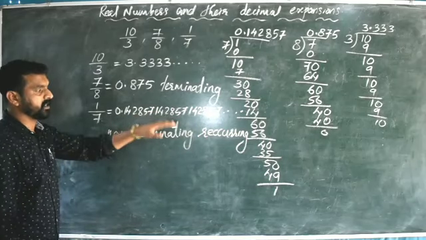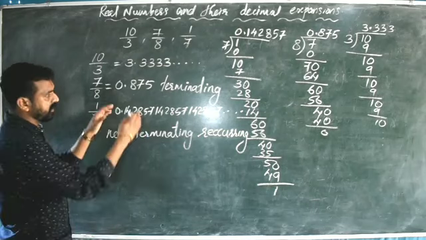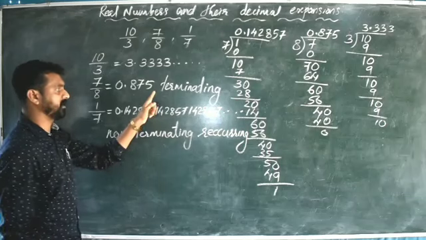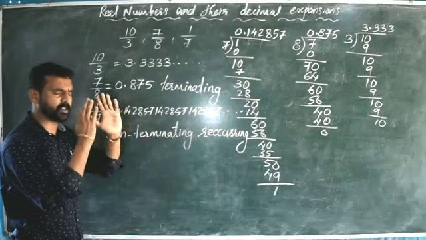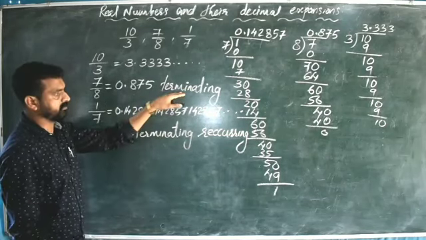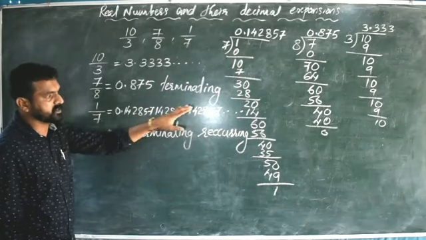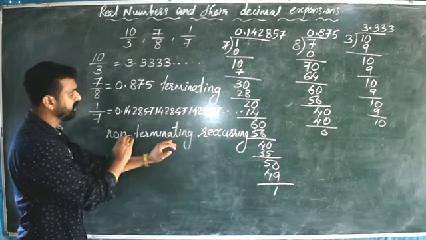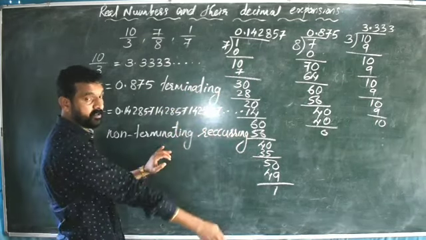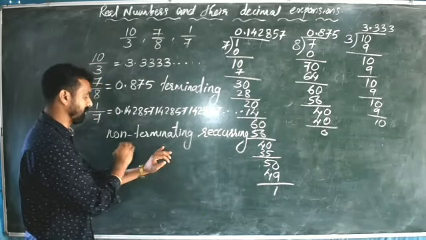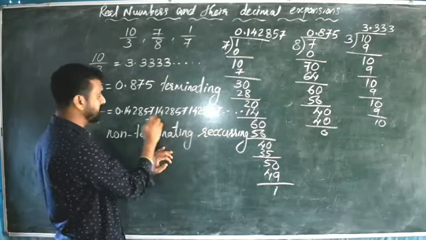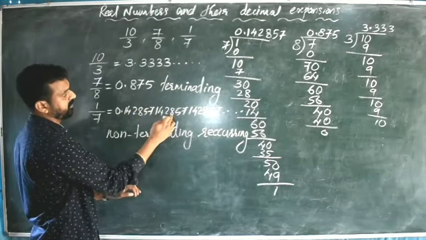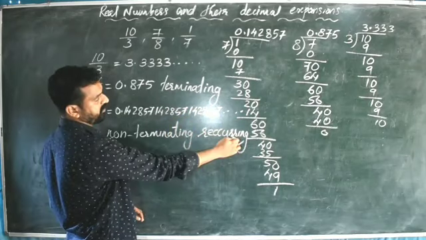Here the division process ends there, the remainder we got is 0, that is why it is called terminating. Terminating means end there. Here the division process is not ending, that is why it is called non-terminating. Terminating, division ends there; non-terminating, division is continuing or repeating. And some numbers are repeating here. Here 3 is repeating, here 142857 is repeating, so it is called repeating.